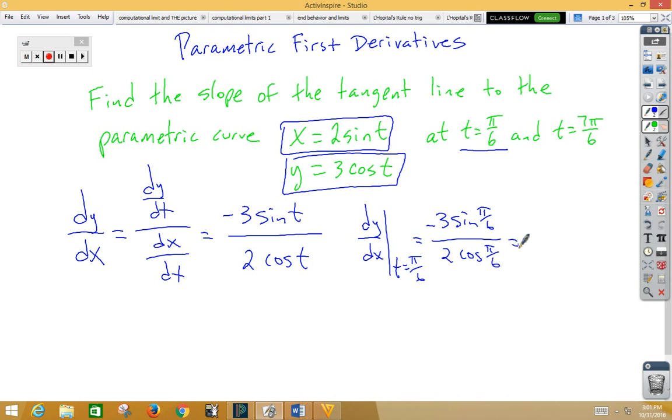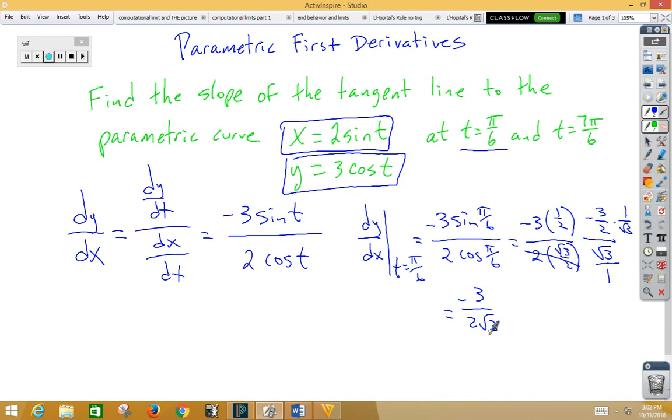Our special values are here now, so we have negative 3 times 1/2 over 2 times radical 3 over 2. So negative 3/2 over, the 2's cross out, root 3. We could do a little simplifying by multiplying by the reciprocal, so we would end up with negative 3 over 2 root 3 for pi/6.